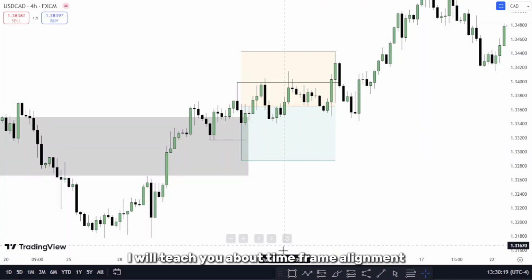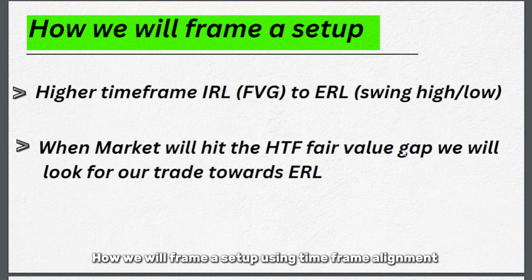In this video, I will teach you about time frame alignment. So let's get into the video without wasting any time. How we will frame a setup using time frame alignment.